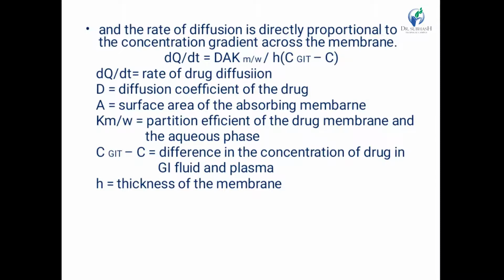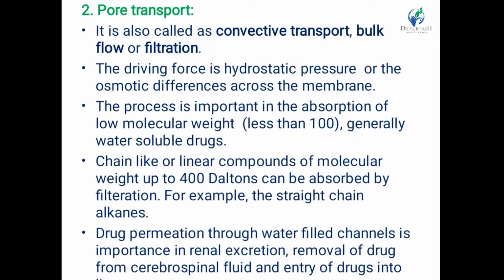Cgit minus C indicates the difference in the concentration of drug in GI fluid and in plasma. And H indicates the thickness of the membrane.